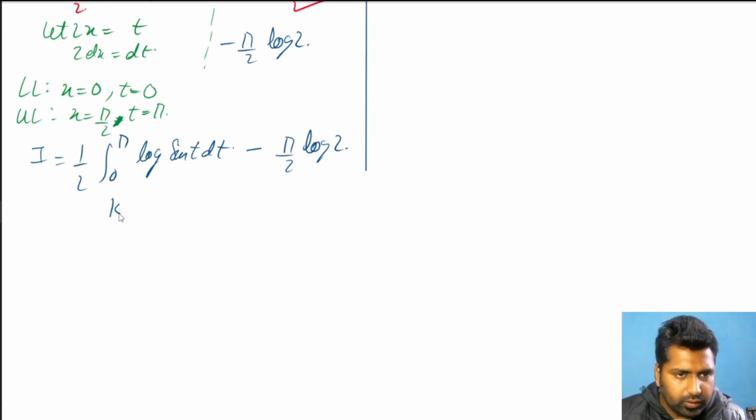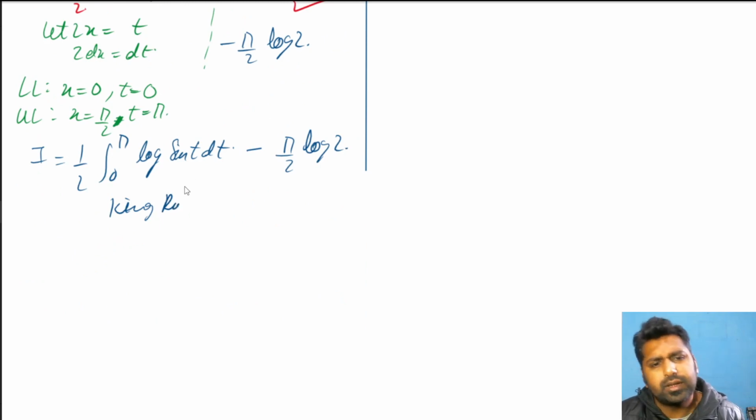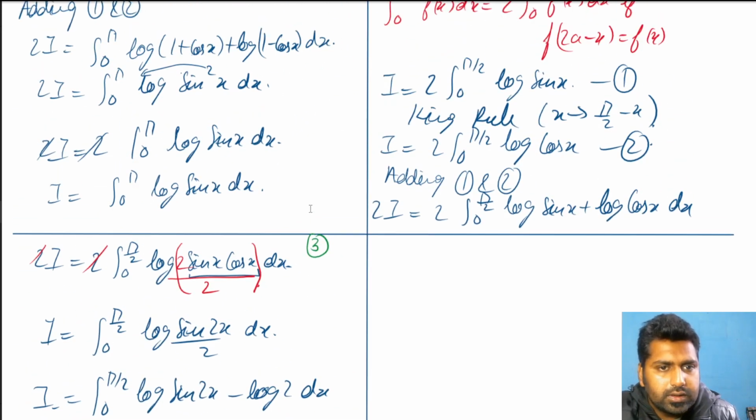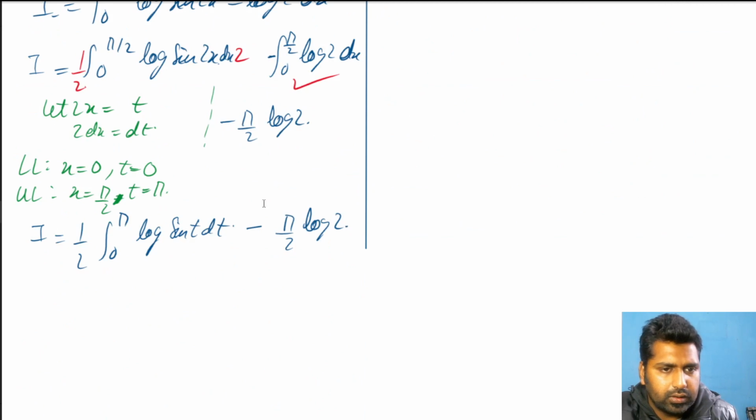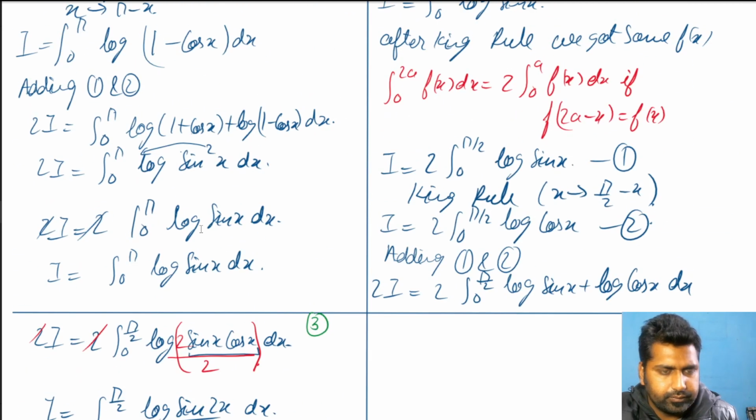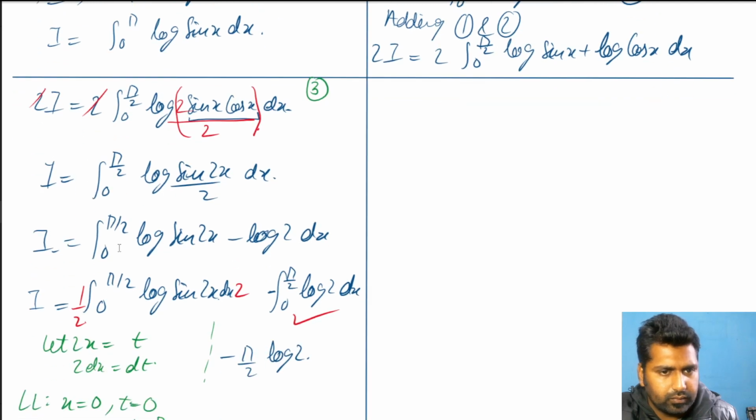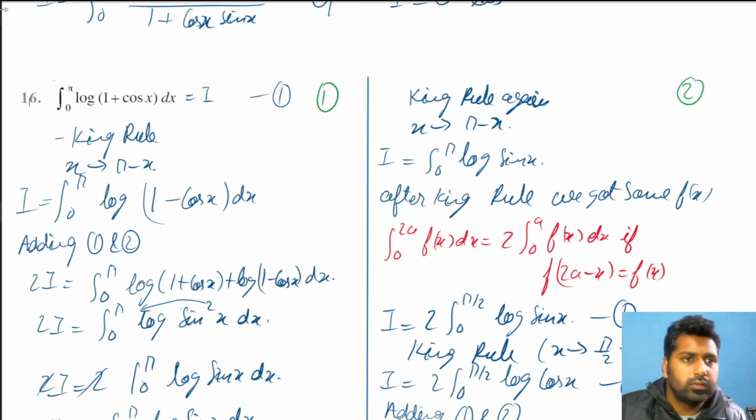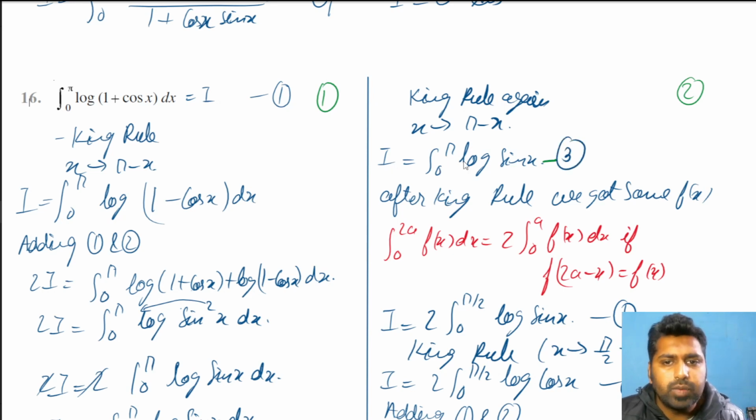Again applying King rule here, 0 to pi. I'm marking this as the third statement. Remember that I was integration 0 to pi log sin x dx. This is the third statement.